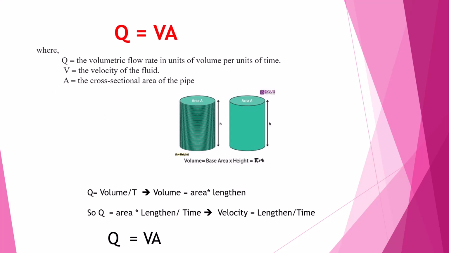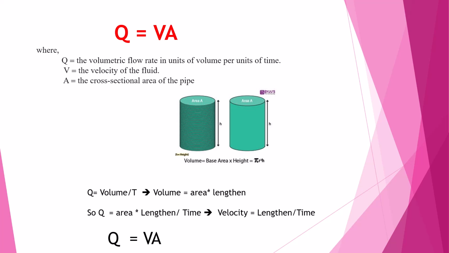Okay, so the volumetric flow rate formula is Q equals V times A. Q is the volumetric flow rate. V is the velocity of the flow. A is the cross-section area of the pipe. So, how to get Q equals VA? Let me discuss.